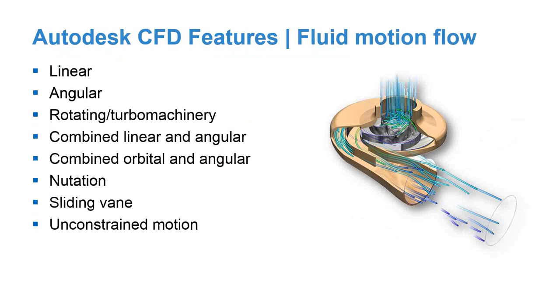And the last level is the top level, which is the CFD motion. And this adds the capability of adding in a rigid body motion. So if you have an impeller or something moving through the fluid and you want to see the effects of that, we can do linear, angular type motions. We can combine those. We can do orbital motions. We can even do unconstrained motions. So there's a lot of power there.